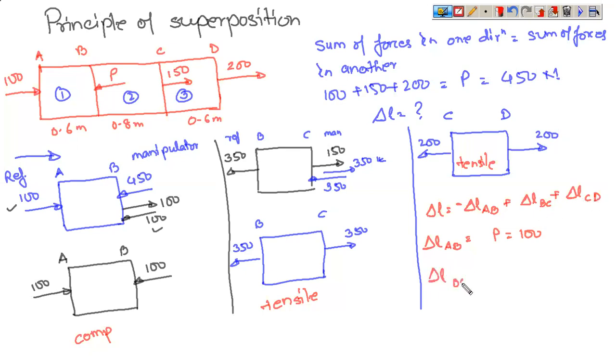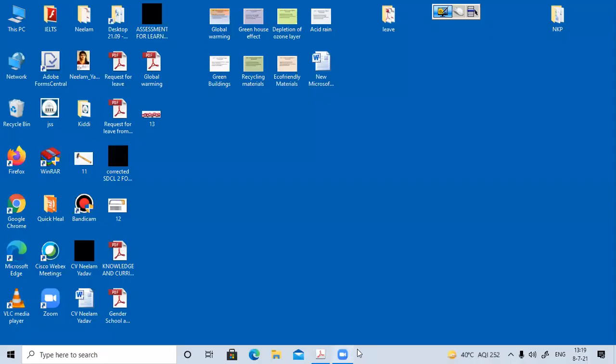दूसरा डेल्टा एल BC के लिए क्या होगा, P आपका होगा 350, और डेल्टा एल CD के लिए आपका P होगा 250. ठीक है, लेंथ आपको गिवन ही है. अगर इनका क्रॉस सेक्शनल एरिया है तो इनका डायमीटर या फिर एरिया गिवन होगा, और E की वैल्यू गिवन होगी. Use them and calculate the total change in length for this bar subjected to different types of loading.